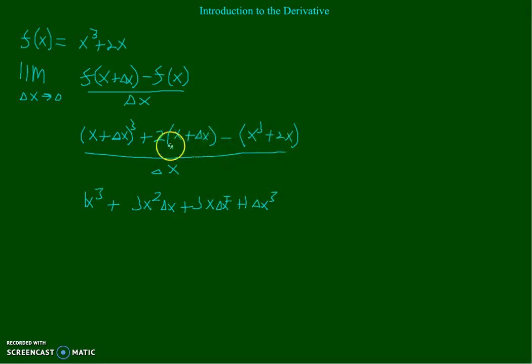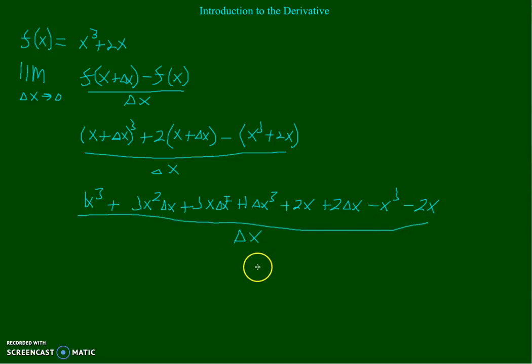and then we put in our expansion here, so we're going to distribute the 2 here, so plus 2x plus 2 delta x minus this, so negative 1 times x cubed is negative x cubed. Negative 1 times 2x is negative 2x. All over delta x.